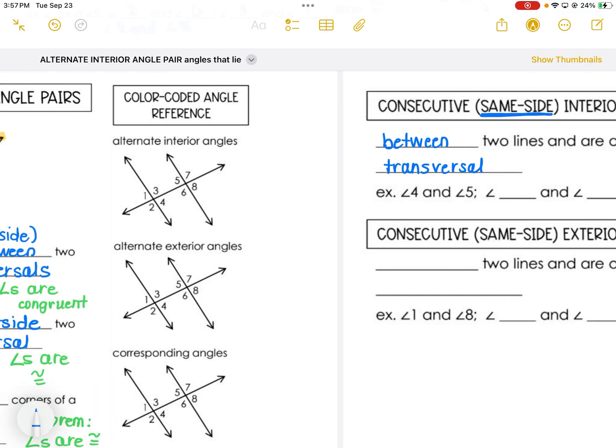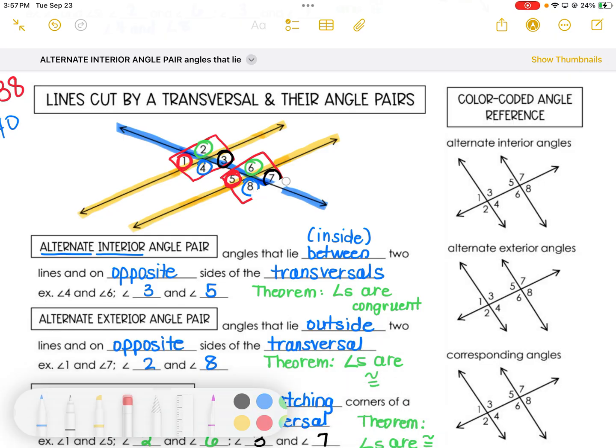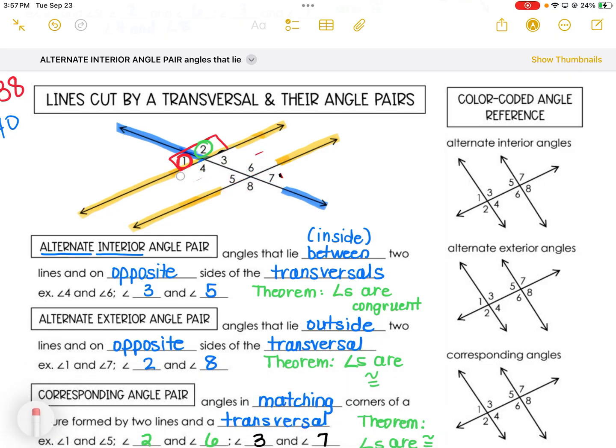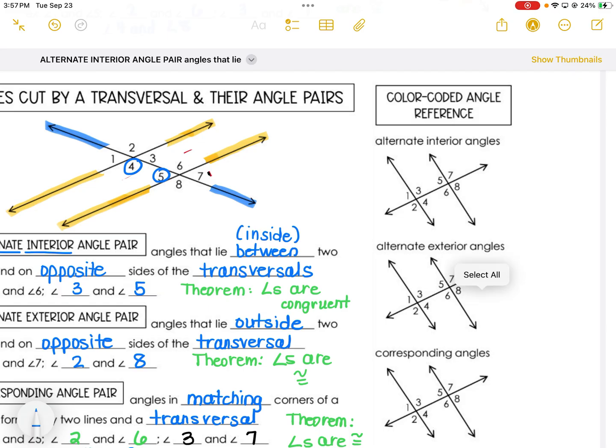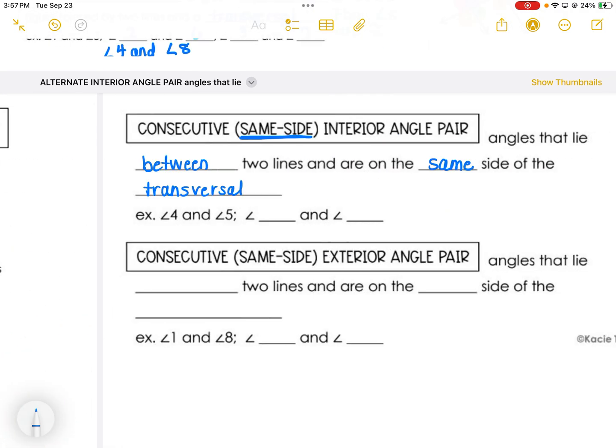So they gave us 4 and 5, and I've got my picture so marked up now, but let me erase. They said 4 and 5, okay, so we're talking same side interior. 4 and 5 are both on the same side of the blue transversal, but they are inside between the 2 yellow lines. So the other set of same side interior would be 3 and 6. Okay, so 3 and 6. Let me go back over here. I can say 4 and 5, and 3 and 6.